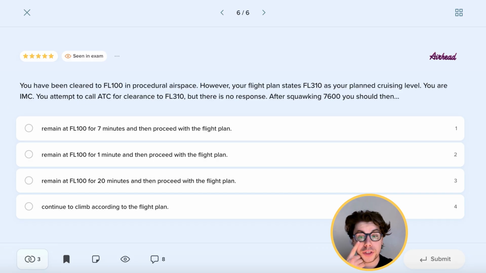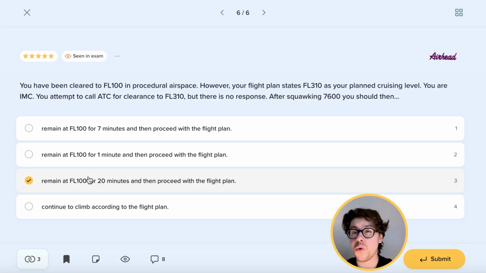And this is question number 6. So this is exactly the scenario that we just discussed. So you have been cleared to fly level 100 in procedural airspace. However, your flight plan states 310 as your flight level for cruise. You're in IMC. You attempt to call ATC for clearance for flight level 310, but there is no response. After squawking 7600 for lost comms, you should then. So as we just discussed, we are in procedural airspace, meaning we need to maintain our current clearance for 20 minutes. If this was radar controlled airspace, in that case, 7 minutes would be sufficient.